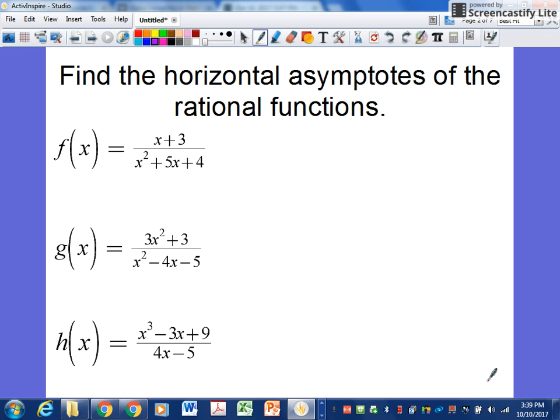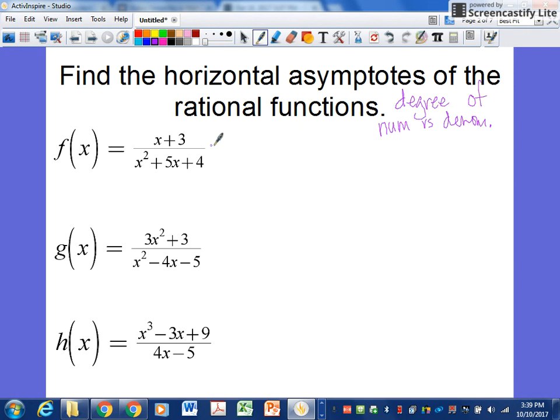Hello there again. So this time we're going to find the horizontal asymptotes of rational functions. When we're finding horizontal asymptotes, there are basically three things we are looking for, and that's the comparison of the degrees of the numerator and the denominator. Depending on the degrees of the numerator and the denominator, we are going to do one of three things.